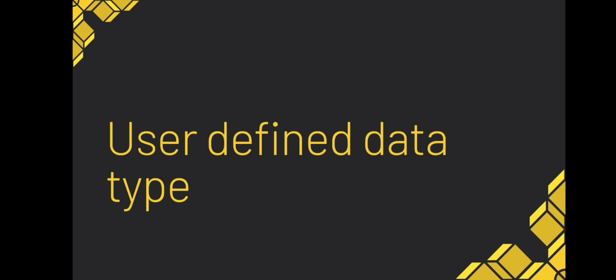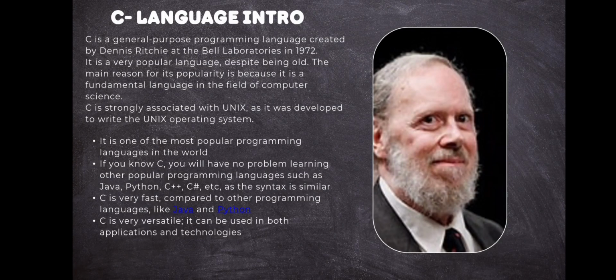So hello everyone, in this video we will learn about user-defined data types in C language. So first let's discuss the C language. C is a general purpose programming language created by Dennis Ritchie at the Bell Laboratories in 1972. It is a very popular language despite being old. The main reason for its popularity is because it is a fundamental language in the field of computer science.